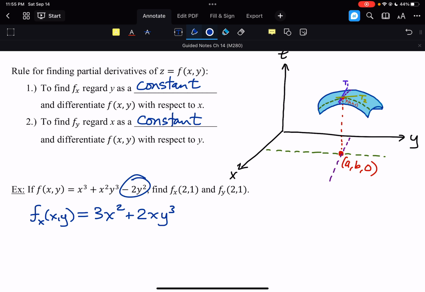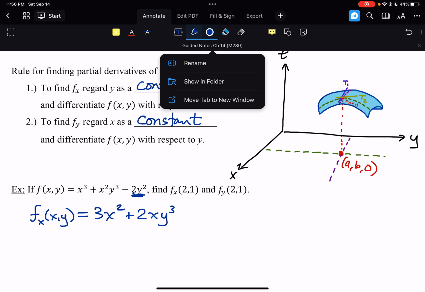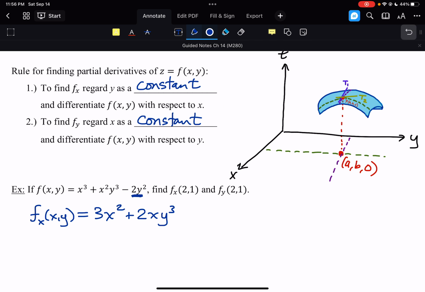And then this term, minus 2y squared, well, this term has no x's in it. It only has a 2 and a y squared, and y is being treated like a number, like a constant, which means that this whole thing is constant when we're talking about x. So the derivative of a constant is 0. So the derivative of 2y squared is 0.